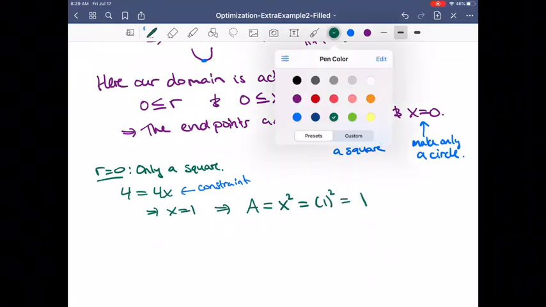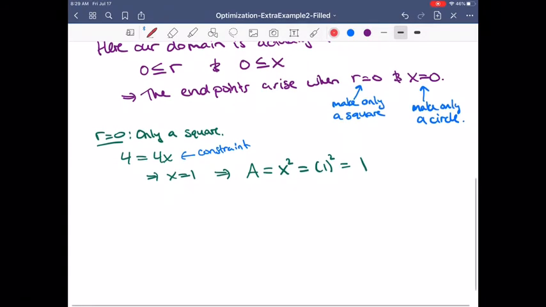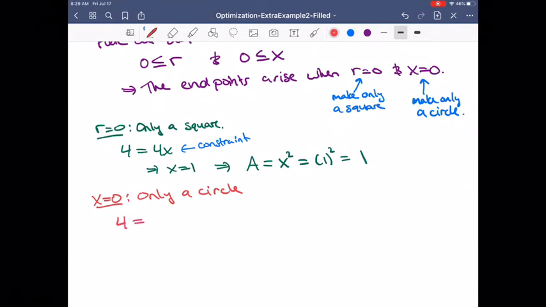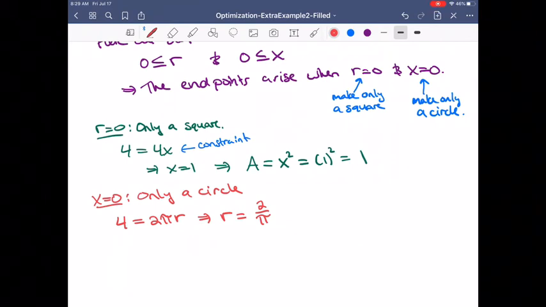I'll pick a different color here. If x is 0, then we made only a circle. So our constraint is 4 is equal to the circumference of that circle, 2 pi r, which means that r is actually 4 over 2 pi, or 2 over pi. Does that make sense? Hopefully.